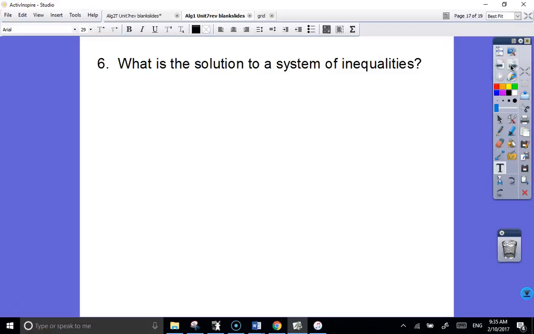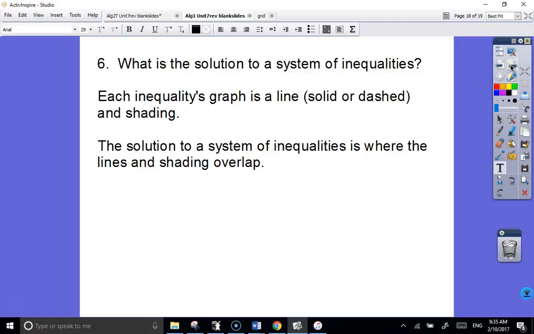And what is the solution to a system of inequalities? Right? Well, each inequality's graph is a line, solid or dashed, with shading. The solution to the system is where the lines and shading overlap. Okay.